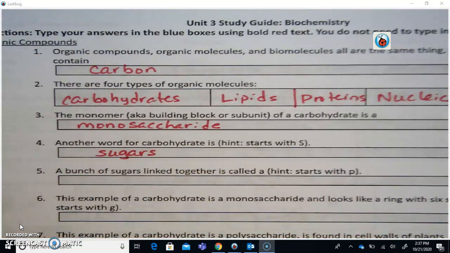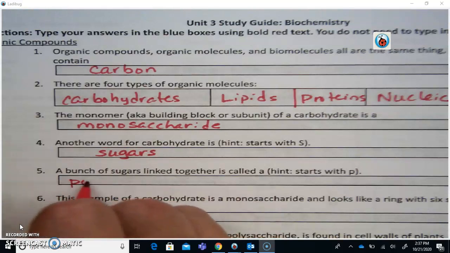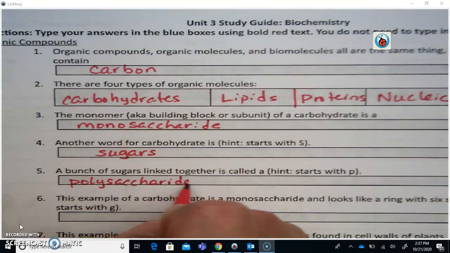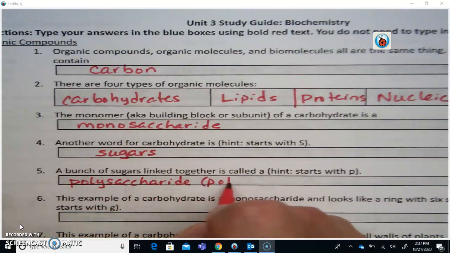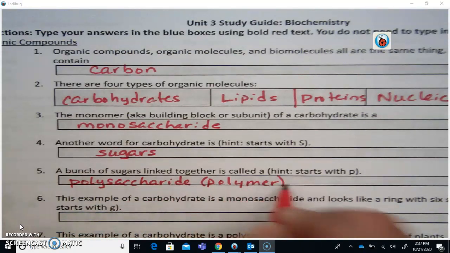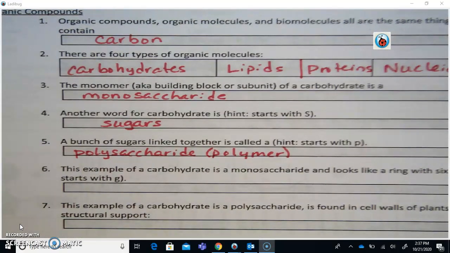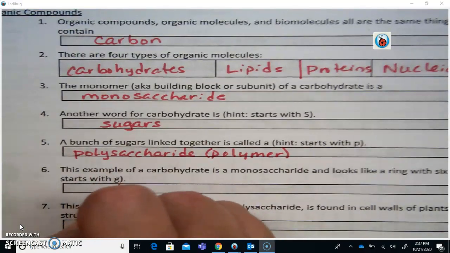Sugars are carbohydrates. Number 5, a bunch of sugars linked together is called a blank. And it's, again, a hint, it starts with a P. It is a polysaccharide, which is a large polymer. Number 6, this example of a carbohydrate is a monosaccharide and looks like a ring with 6 sides. Hint, it starts with a G. That would be glucose.